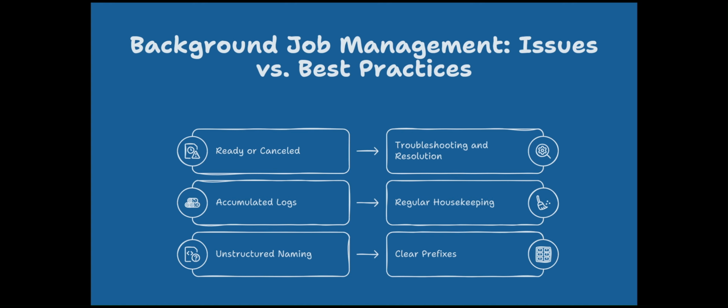And this is the background job management, issues versus best practices. So troubleshooting and resolution is the best way. Then accumulated logs and regular housekeeping, then unstructured naming and clear prefixes. So do not follow the unstructured naming. Always follow the structured naming as a best practice.